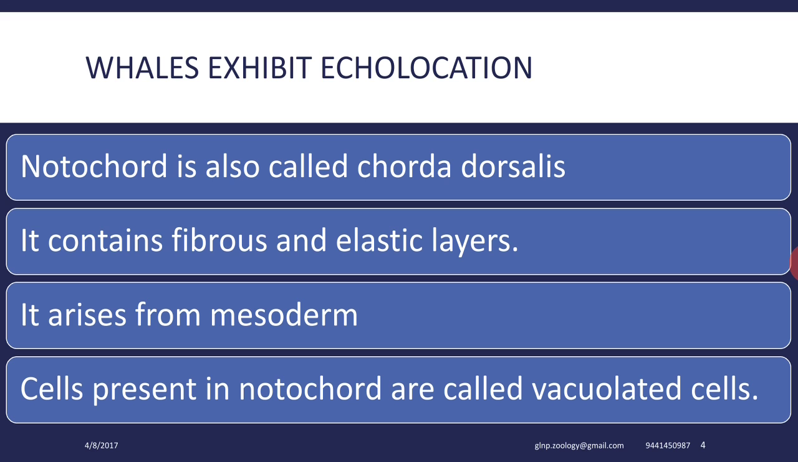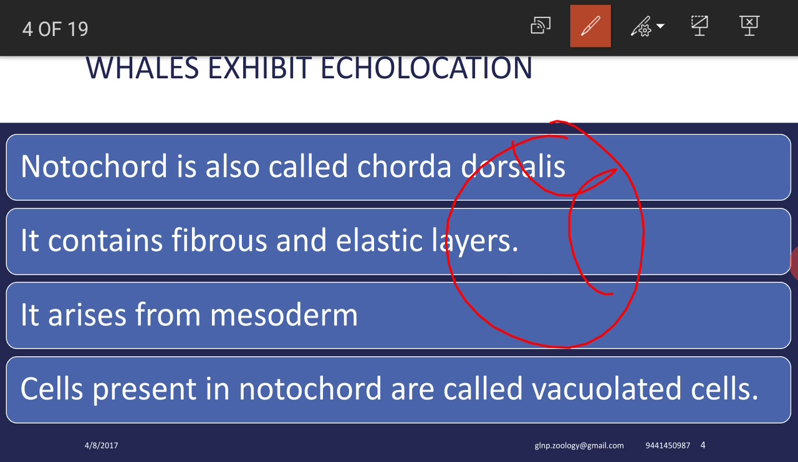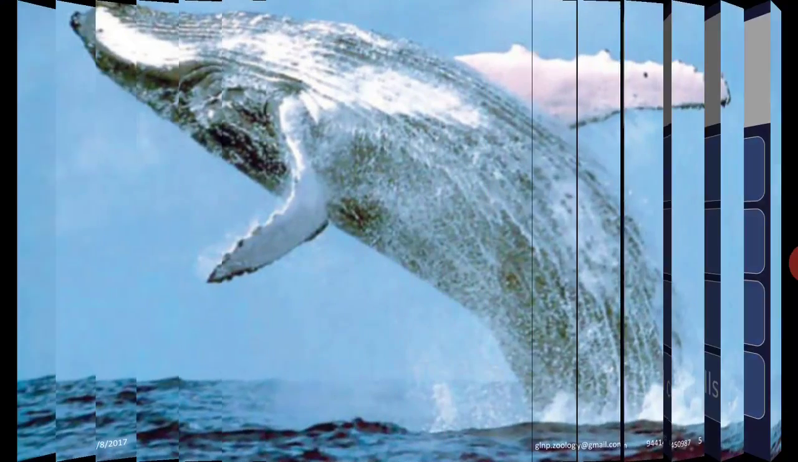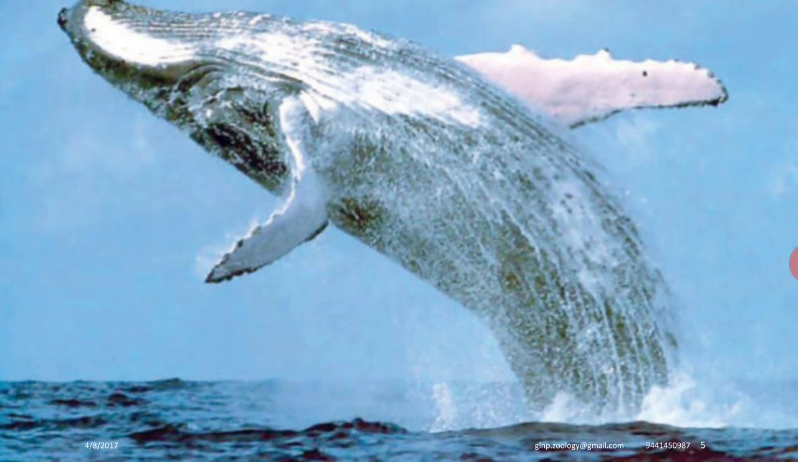So that means this notochord, which is mesodermal in origin, contains certain cells called vacuolated cells inside, and these are surrounded by fibrous layer and elastic layer. That means notochord is elastic in nature. In some chordates, the notochord is confined only to the tail region, and such chordates are called urochordates. And there are some chordates where notochord is extended even into the head region, and such chordates are called cephalochordates. And the chordates in which notochord is replaced by vertebral column are called vertebrates.